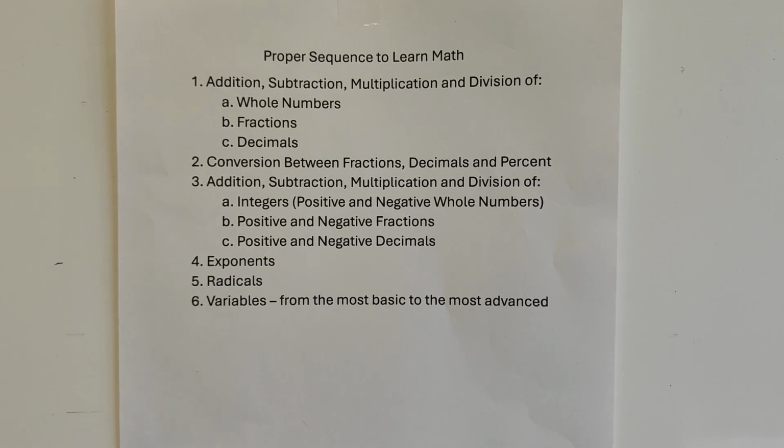So the fourth one is you need to learn about exponents. The fifth one, radicals. And number 6, variables, from the most basic to the most advanced. Once you learn these math basics, it will be easier to learn the other branches of math.